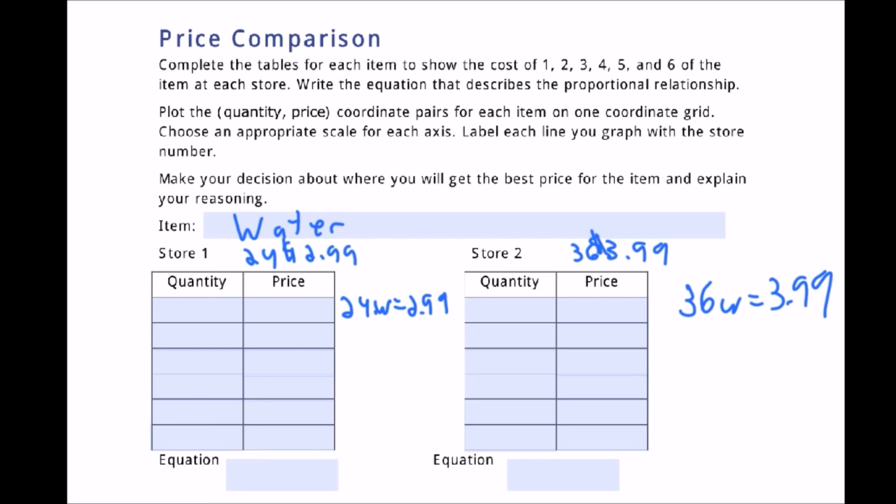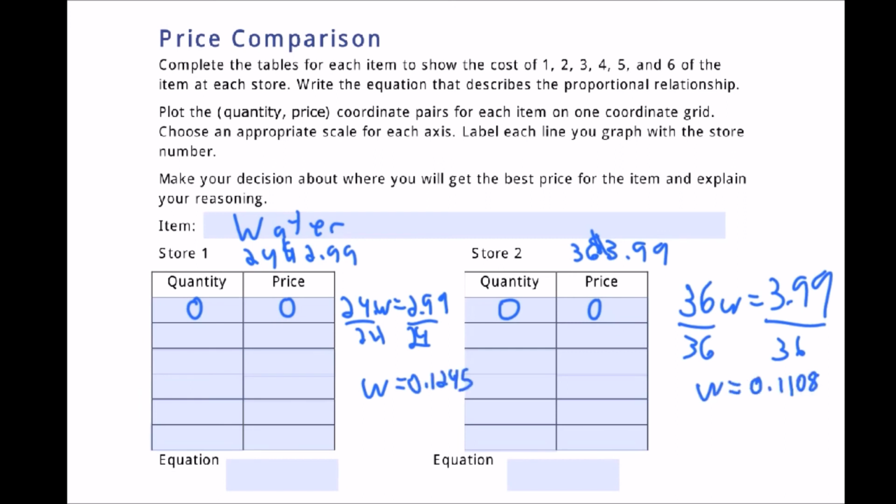Because these are proportional relationships, obviously if you buy nothing, you're going to have 0 on your price. So first I want to find out how much 1 water would cost. So I'm going to take my $2.99 and divide it by 24. I'm going to take my $3.99 and divide it by 36. Let me work out that division and find out what my unit price would be for each of those.